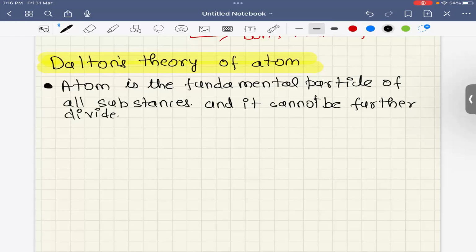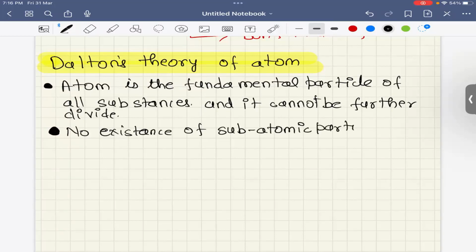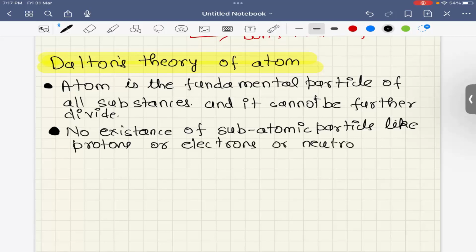That means according to this theory, no existence of subatomic particles like protons or electrons or neutrons is possible.